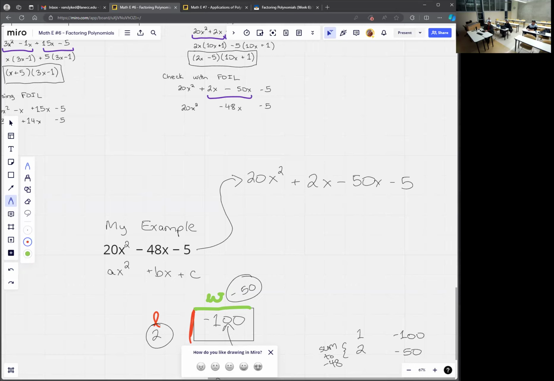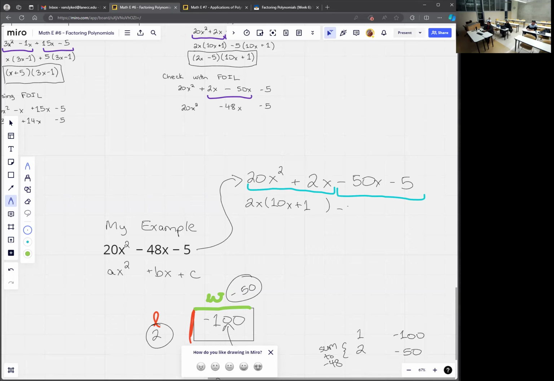So now I will look at the first two terms, 20x squared plus 2x as one thing, and the next two terms, negative 50x minus 5 as another. What comes out of the first two terms? A 2x comes out of both. 2 goes into 20 and x goes into x squared. 2 goes into 2, x goes into x. What did we have left? 10x plus 1.